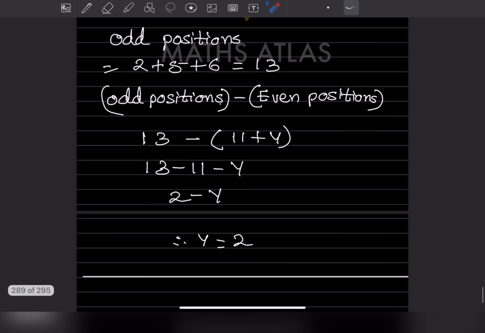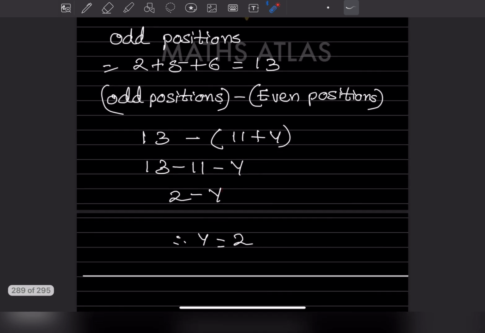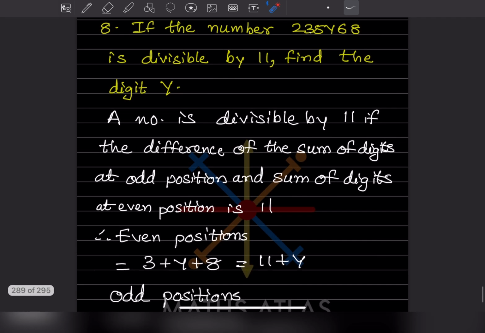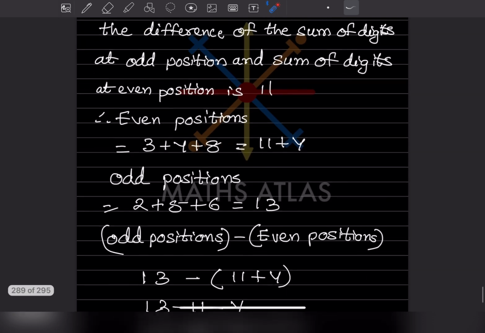And when we rearrange this, suppose we take 2 minus y as 0. Then the minus y goes to the other side, so 2 is going to be y. So the value of y is 2. That's what they have asked: find the digit y.